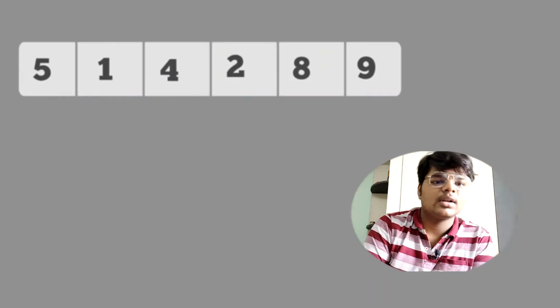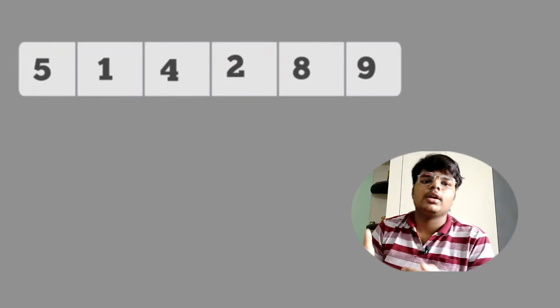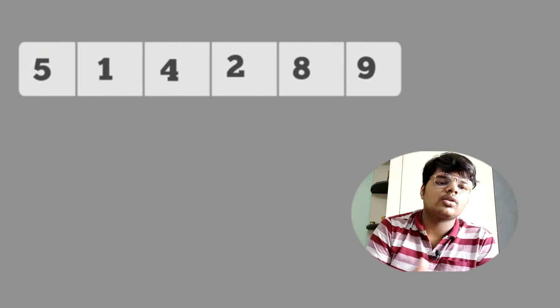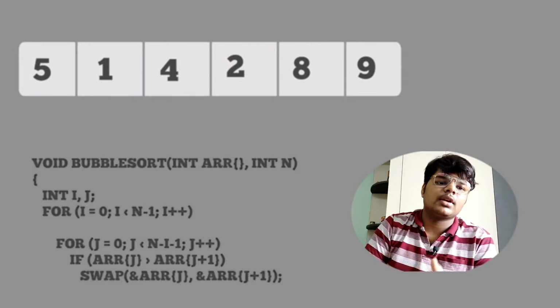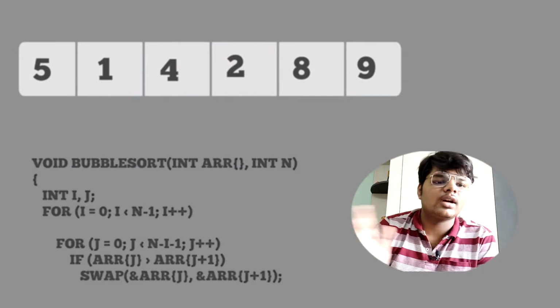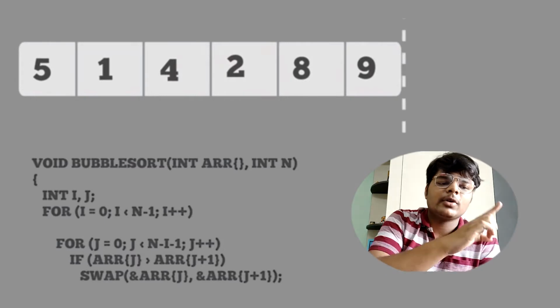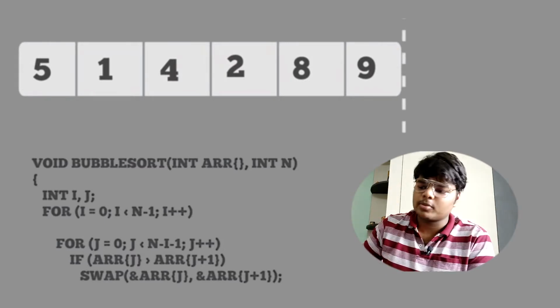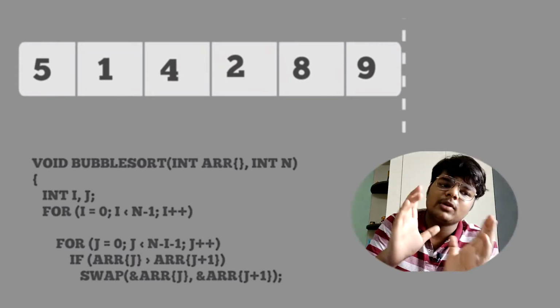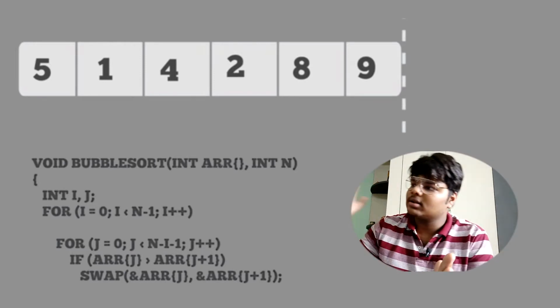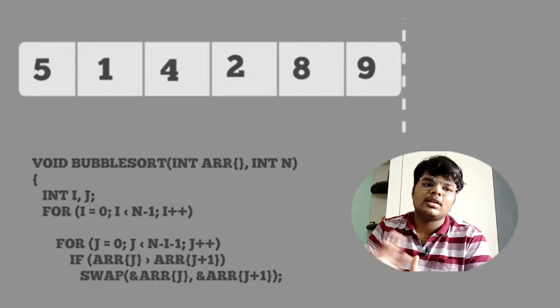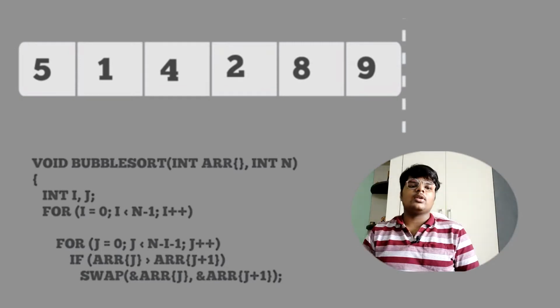So let's consider an array with 6 elements: 5, 1, 4, 2, 8 and 9. Now we have to sort this array using bubble sort. So declare two loops and take the range of the outer loop to the last element of the array. Basically we have to traverse up to the last element of the array. We will compare all the elements. Now put the j index at the last element initially and start comparing all the rest of the elements.